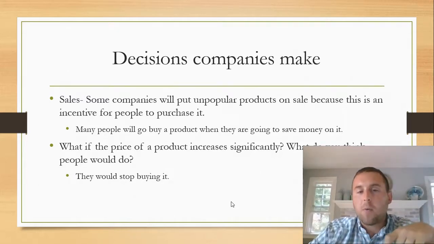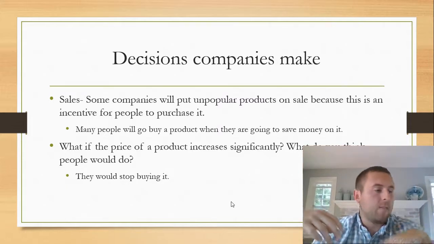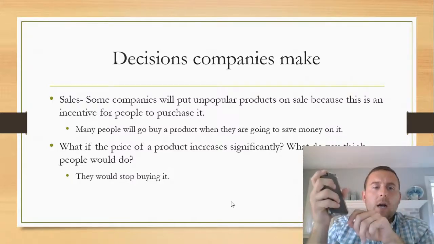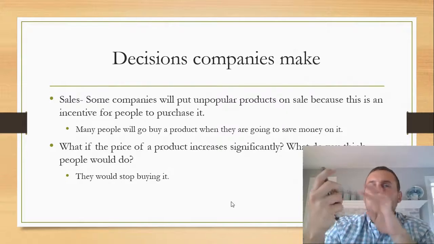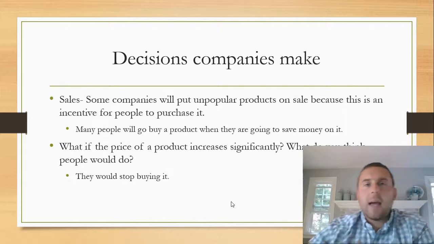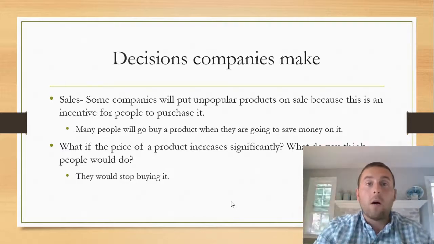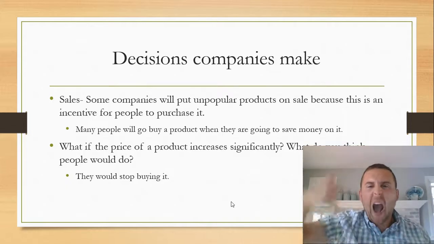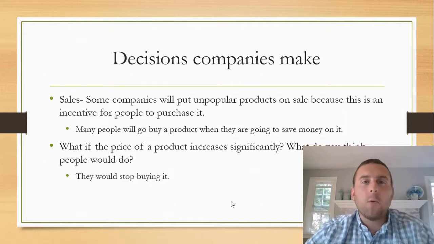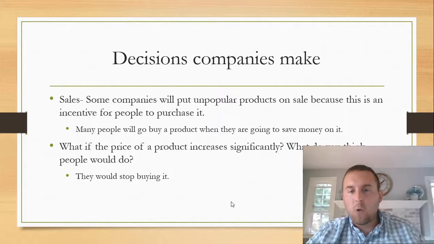What if the price of a product increases significantly? Okay, so what if you have your cell phone, right? And all of a sudden, for whatever reason, the company AT&T decides that they're going to raise the price of the iPhone X by $400, right? All of a sudden, prices go up sky high for some reason. I don't know why. They think that they can get away with selling it for $400 more.